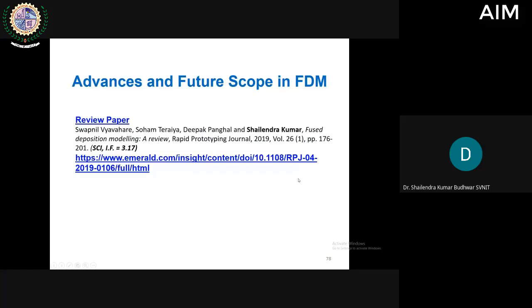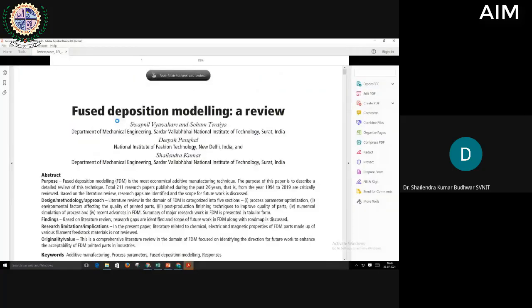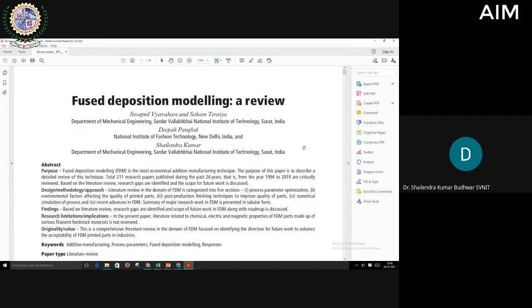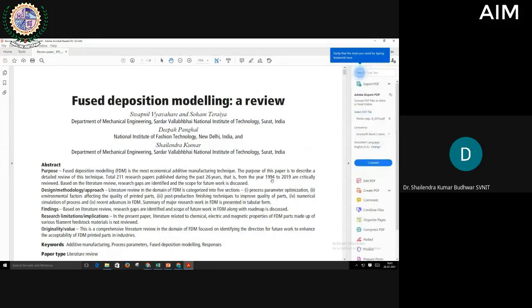Now, what are the recent trends in FDM? What is the future scope of research in FDM? So in this regard, I will show you our review paper which was published in 2019. This paper was published in Rapid Prototyping Journal, which is an SCI journal. In this paper, we have reviewed published papers from 1994 to 2019, more than 26 years.